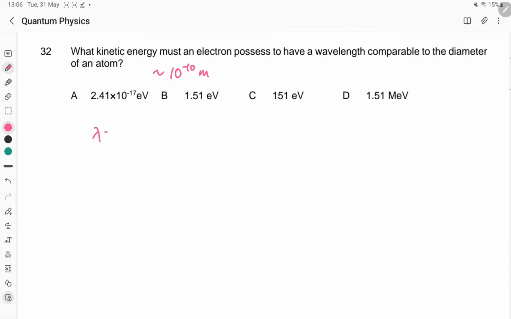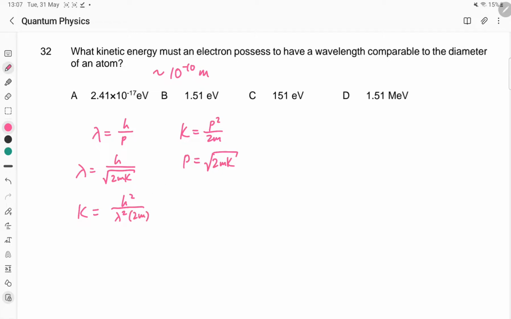So we know lambda equals h over p. And what's p? Ke equals p squared upon 2m. So p is actually equal to the square root of 2mK. So we put this in: lambda equals h over square root 2mK. But we actually want to know what is the Ke, so make Ke the subject. So we'll have h squared over lambda squared times 2m.